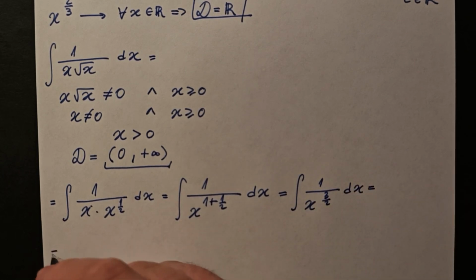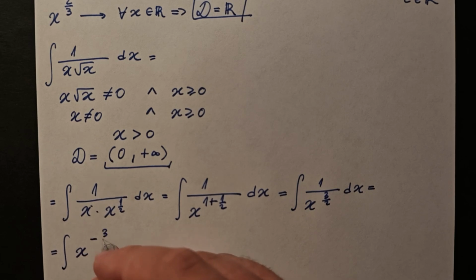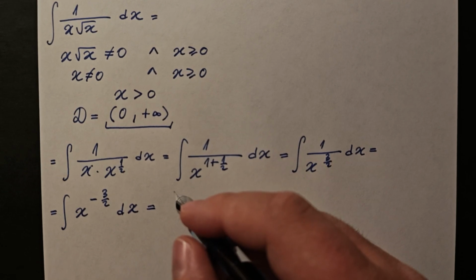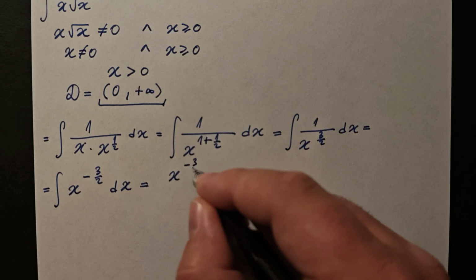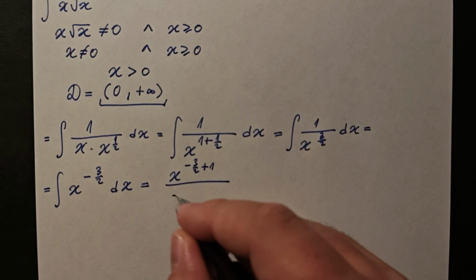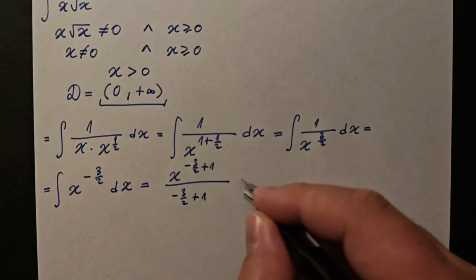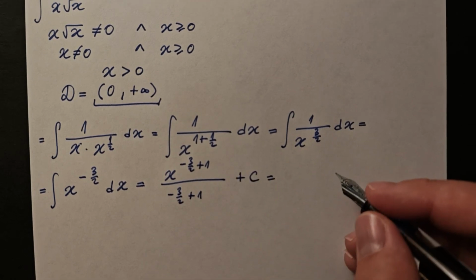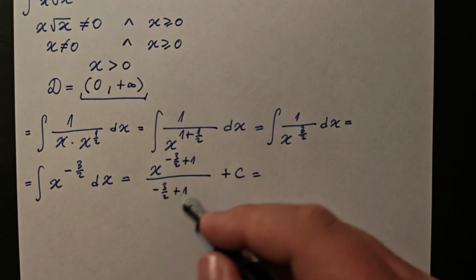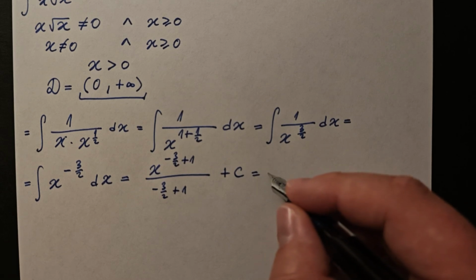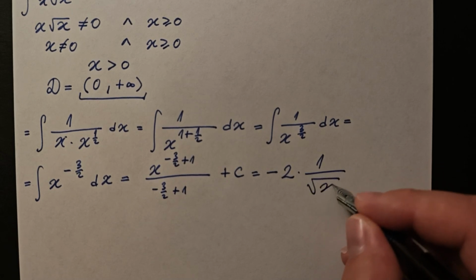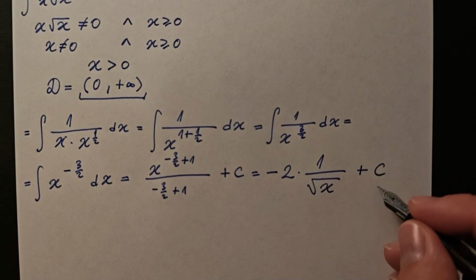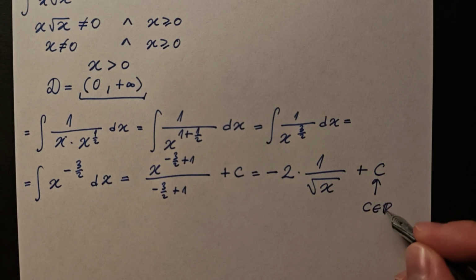Well, this is an integral of x to the power -3/2 dx, and we can apply the power rule at this step. So we get x to the power of -3/2 plus 1 divided by -3/2 plus 1 and plus that arbitrary constant c. So when we simplify all of this, we get that the final solution is -2 multiplied by 1 over a square root of x and plus that c, where c is a real number.